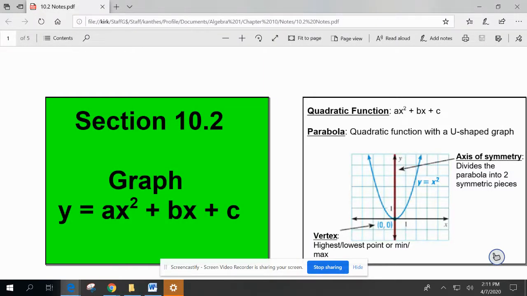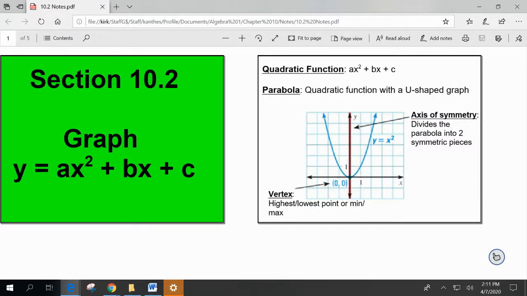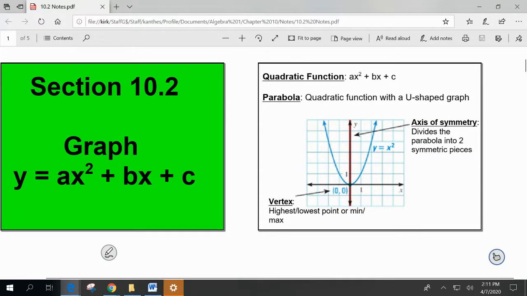All right, so this is the video for section 8.2 notes. We are working with quadratic functions, and those make parabolas. So a parabola is a U-shaped graph, and that looks a little blurry, but it's the graph of y equals x squared.